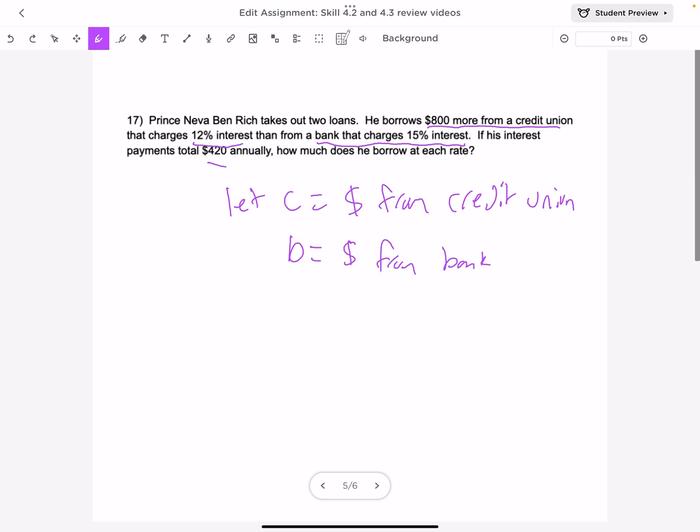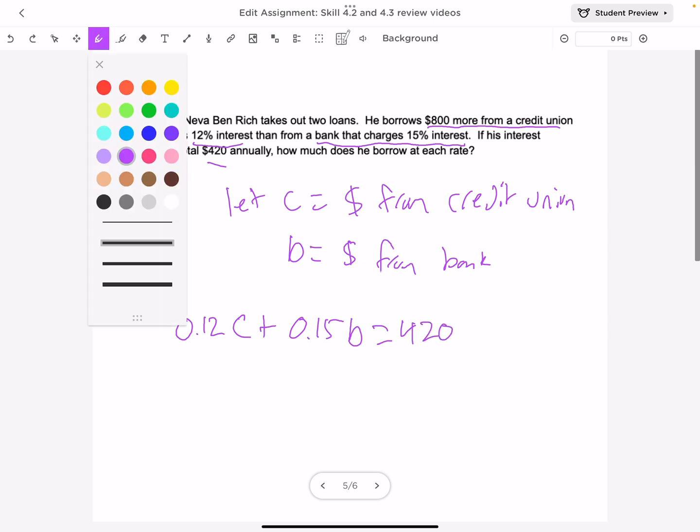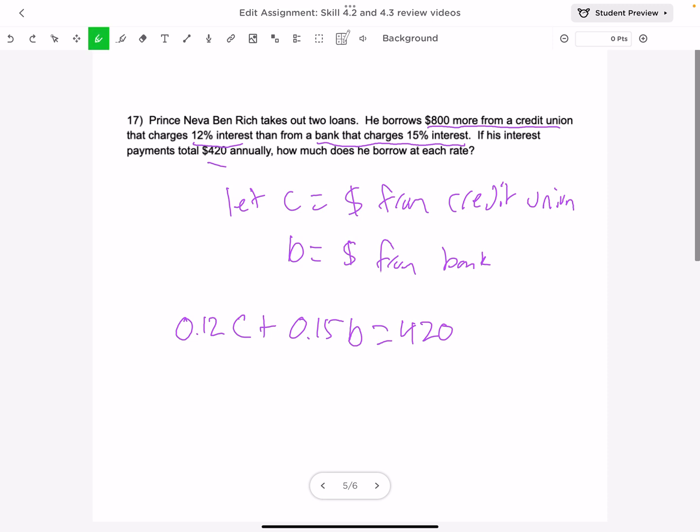And so we're told that his annual interest payment, and this is simple interest, is $420. So that means if he takes the credit union's rate of 12%, so that would be 0.12, that's the amount he has to pay in interest times C. 0.12 times C plus 0.15 times B, the amount he borrowed from the bank, is going to equal $420, like that.